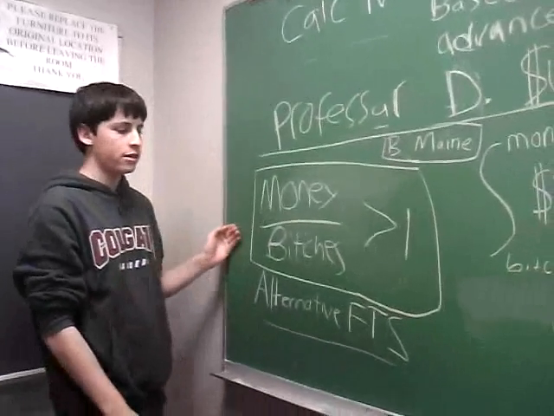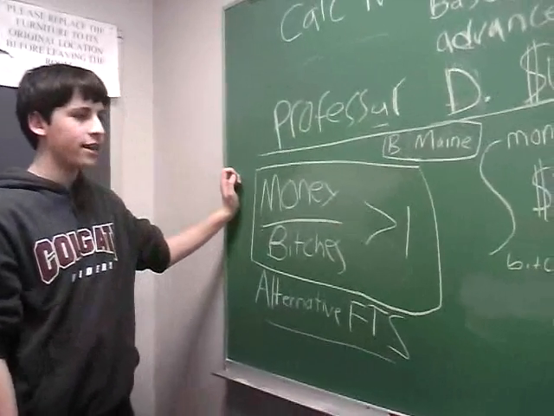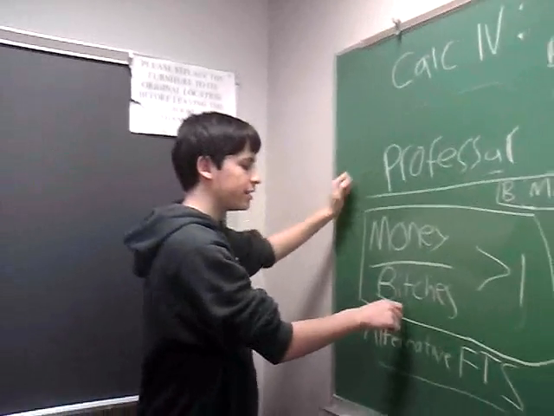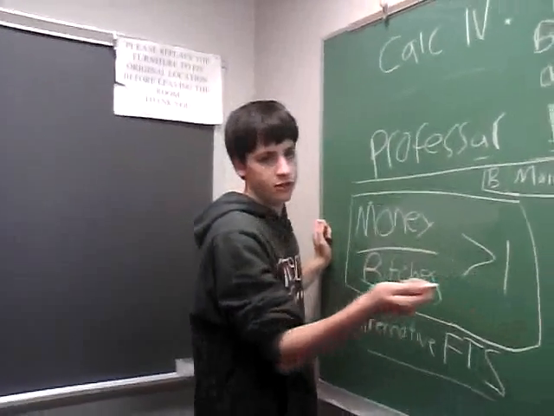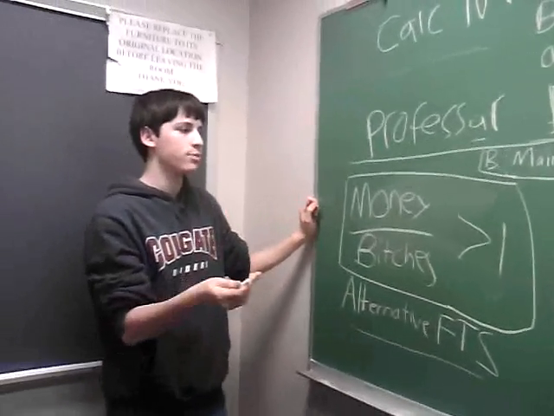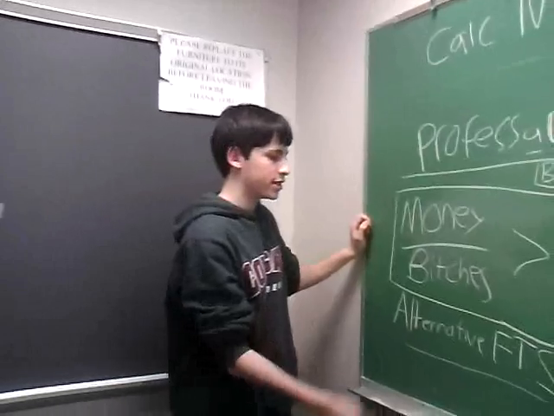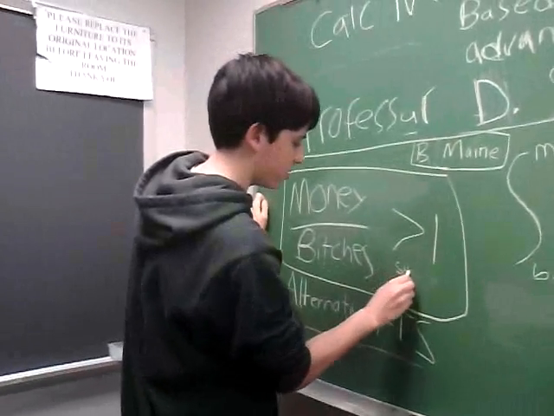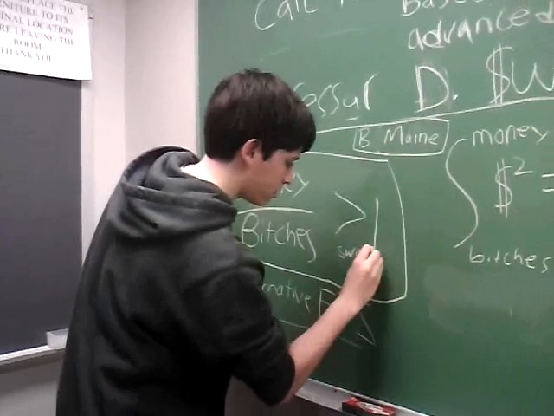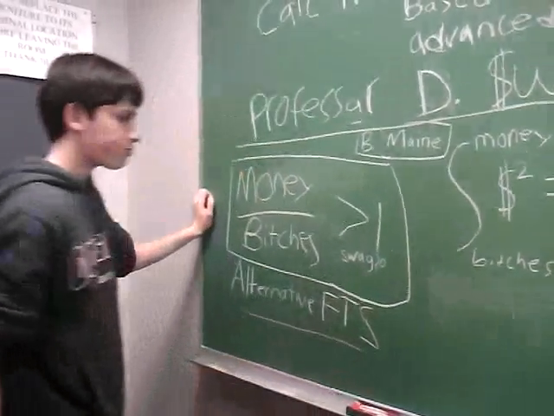If you saw our other video, you know the fundamental theorem of Swag basically states that you can change this inequality to say money is greater than bitches. That's the basic fundamental theorem of Swag, but that assumes that Swag is greater than 0. So we're going to write that over here. Swag is greater than 0.